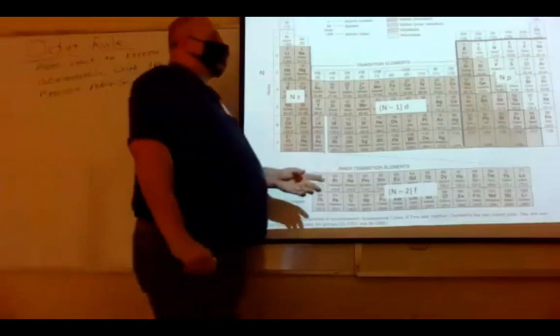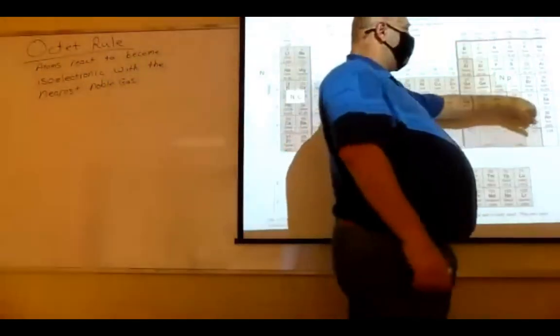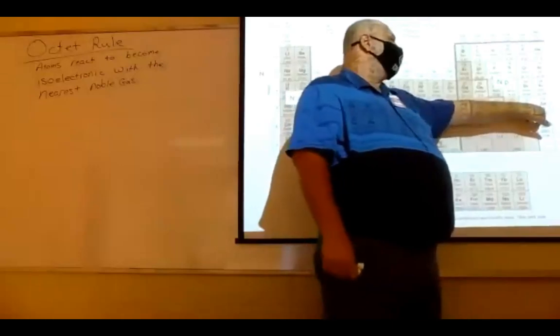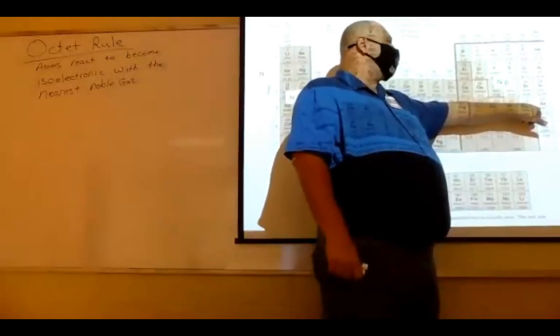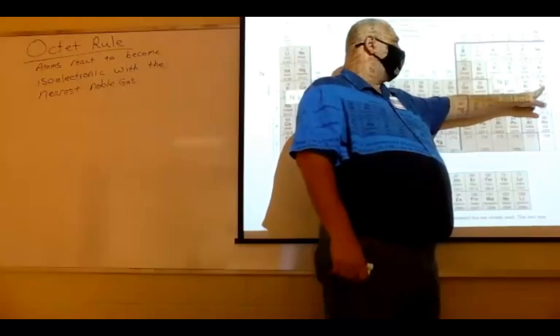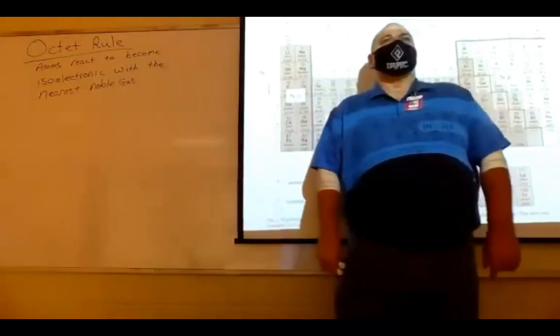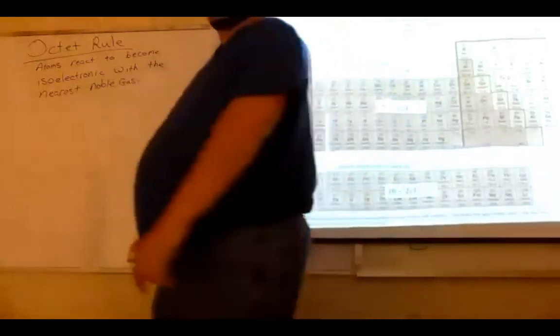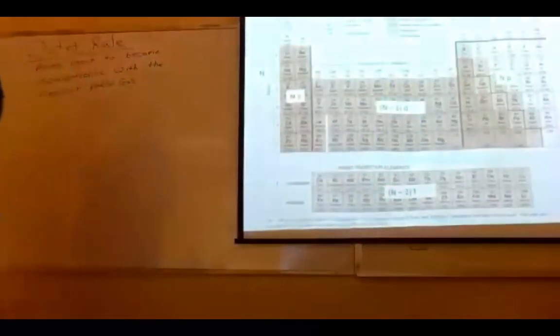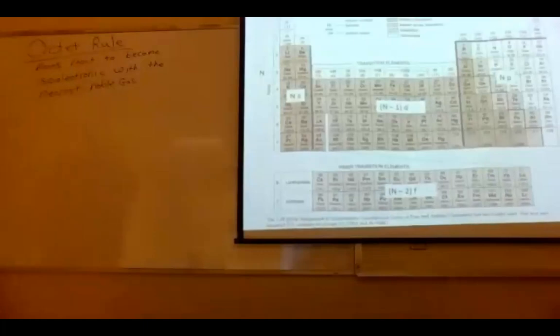So if I look at this and I say, here's iodine, which is closest? Krypton at 36 or xenon at 54? Xenon at 54, so it's going to move forward 1 box. If it moves forward, it'll have a -1 charge.